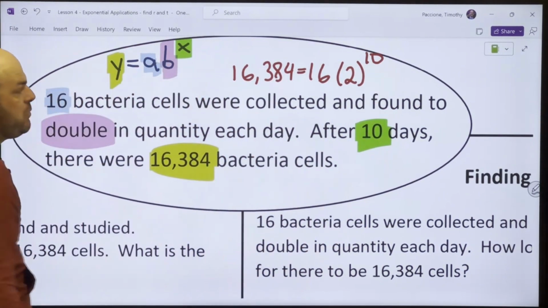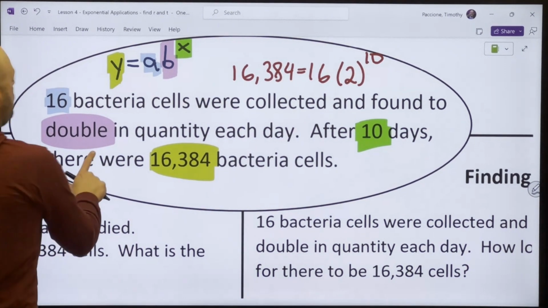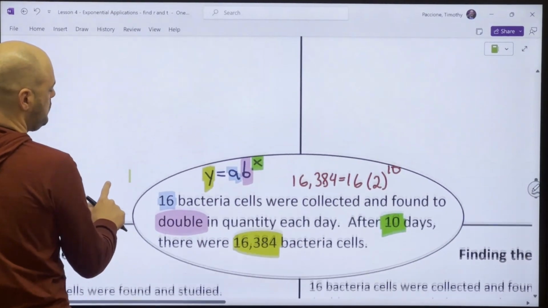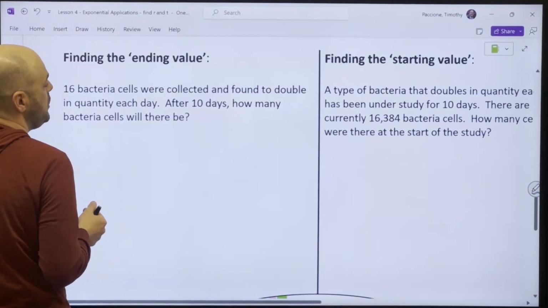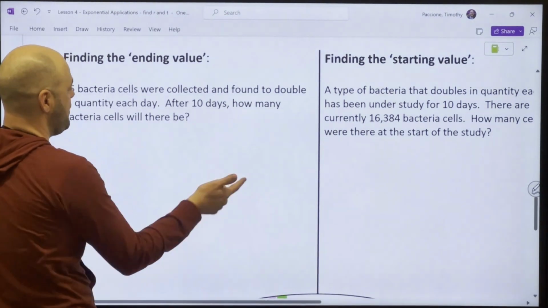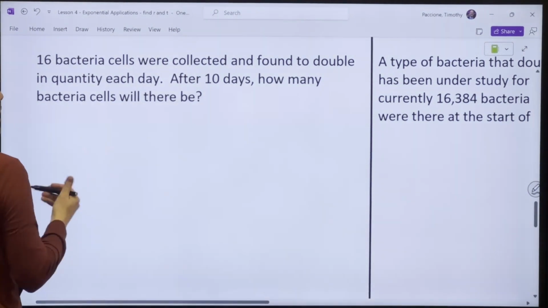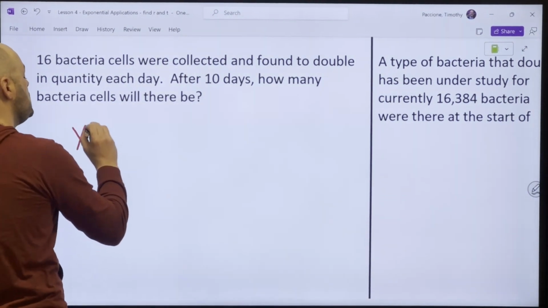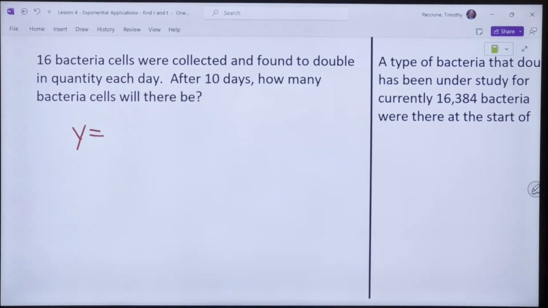Now, I'm going to take away a piece at a time, and you have to prove to yourself that you could solve for it. For instance, here, 16 bacteria cells were collected and found to double in quantity each day. After 10 days, how many will there be? So, what did I take away? Y. So it's going to be y equals, and then you fill in the rest. And then this one will be put in your calculator, press enter. Another one will take away a. You got to solve for a. Another one will take away b. Another one will take away x.